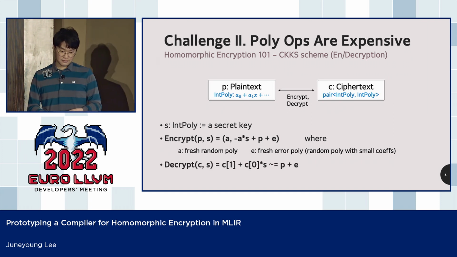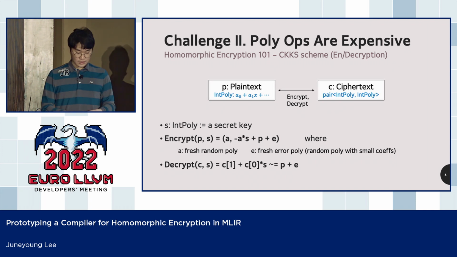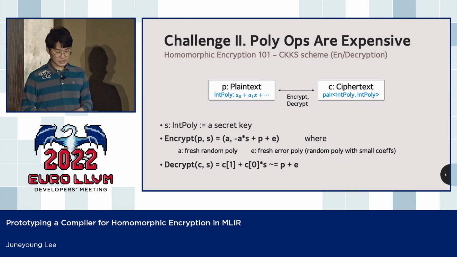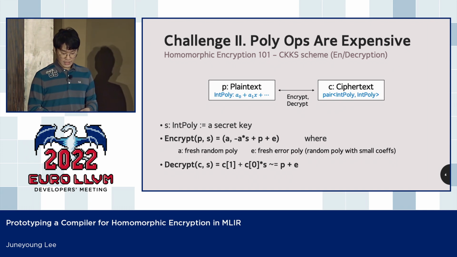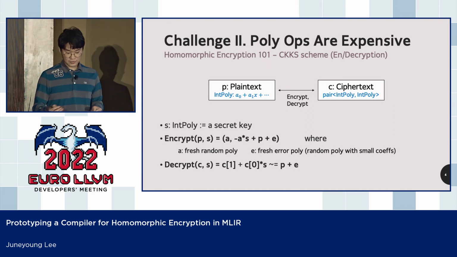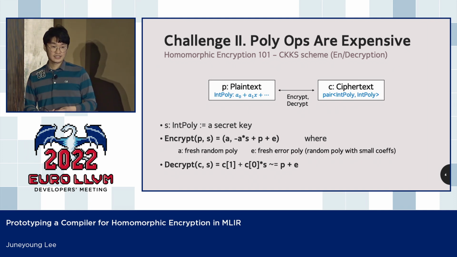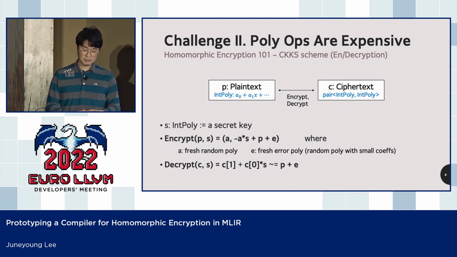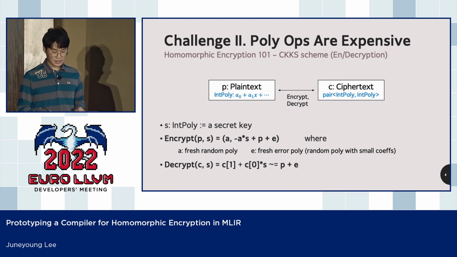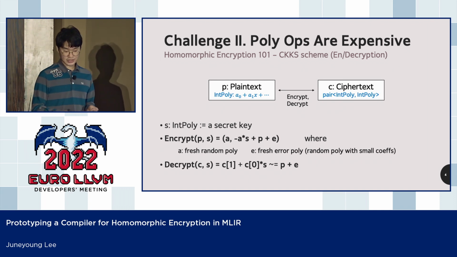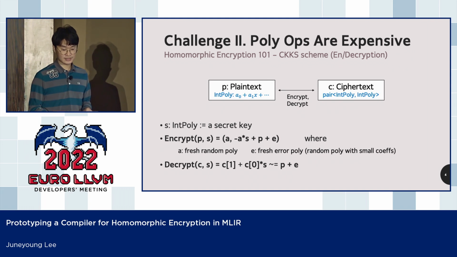And then we can define decryption as follows. Decryption takes a ciphertext, which is a pair of polynomials, and using the secret key, it recovers the approximated value of the polynomial by properly adding the two elements with s multiplied. You can see that the return value of decryption is p plus e, not p. This implies that homomorphic encryption schemes, in this case, are approximate.